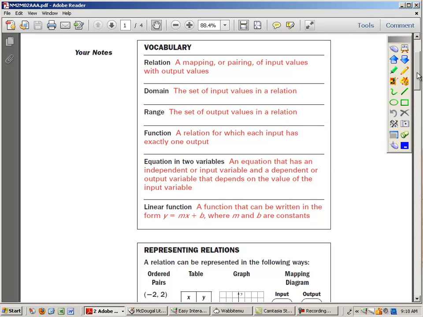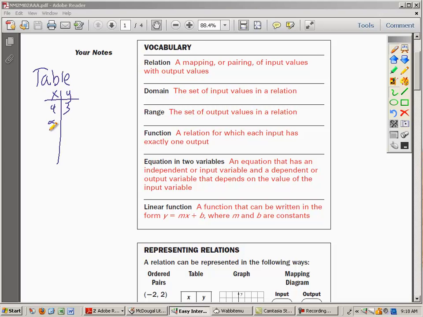A relation is a mapping or a pairing of input values with output values. Relations can take on a number of different forms. They can be in the form of a table, where you can have x's and y's, like 4 and 3, 5, negative 2, 8, negative 6. You could also represent a relation as ordered pairs, like (4, 3), (5, -2), and (8, -6).